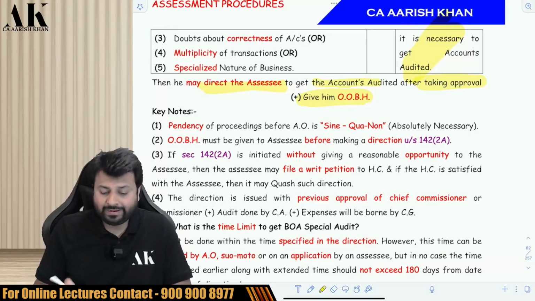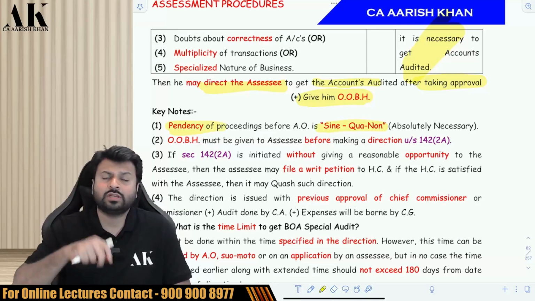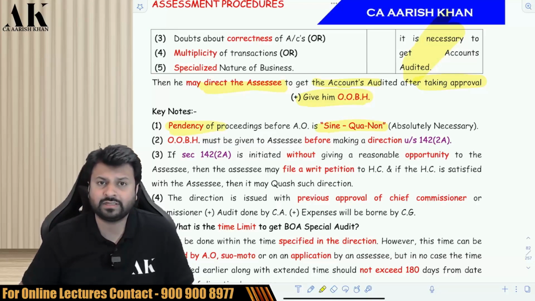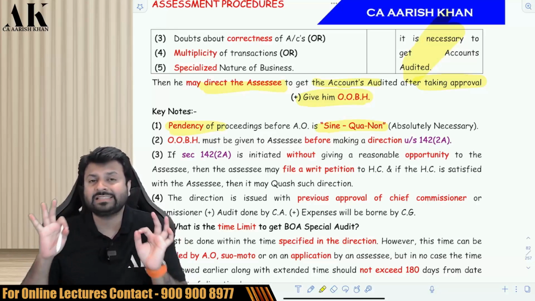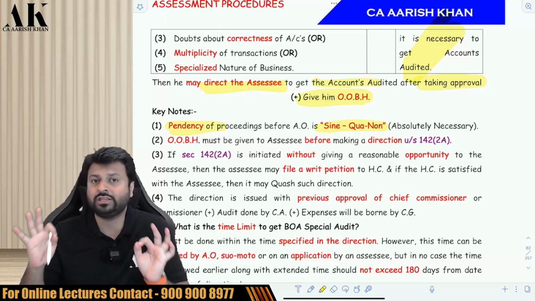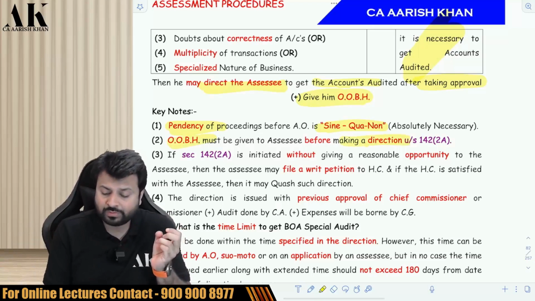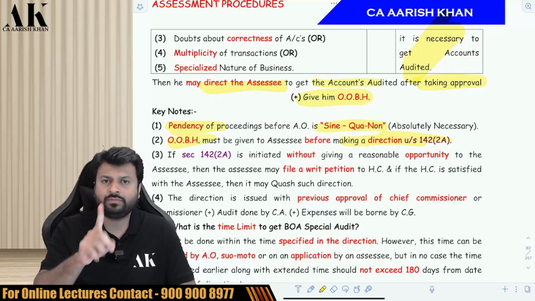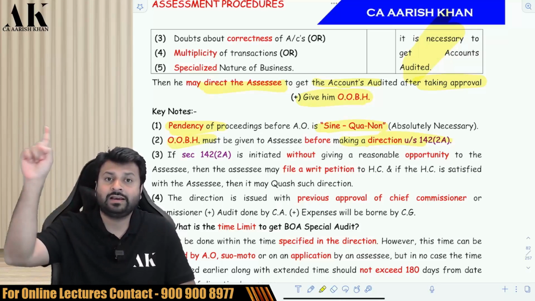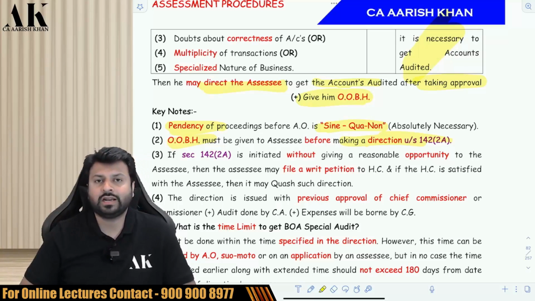Okay. So, the pendency of proceeding is absolutely necessary. Absolutely necessary in Latin phrase is called sine qua non. Pendency of proceeding is a must before you initiate a proceeding under this section. Secondly, opportunity of being heard has to be given to the assessee. If you do not give it, the assessee can file a writ petition in the High Court, and the High Court will quash your order of direction under 142(2)(a).